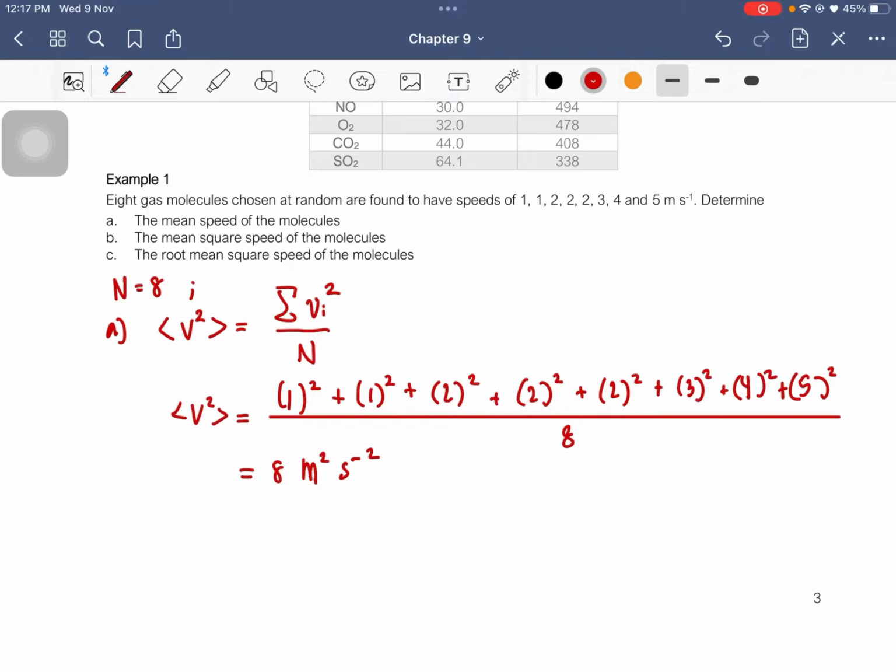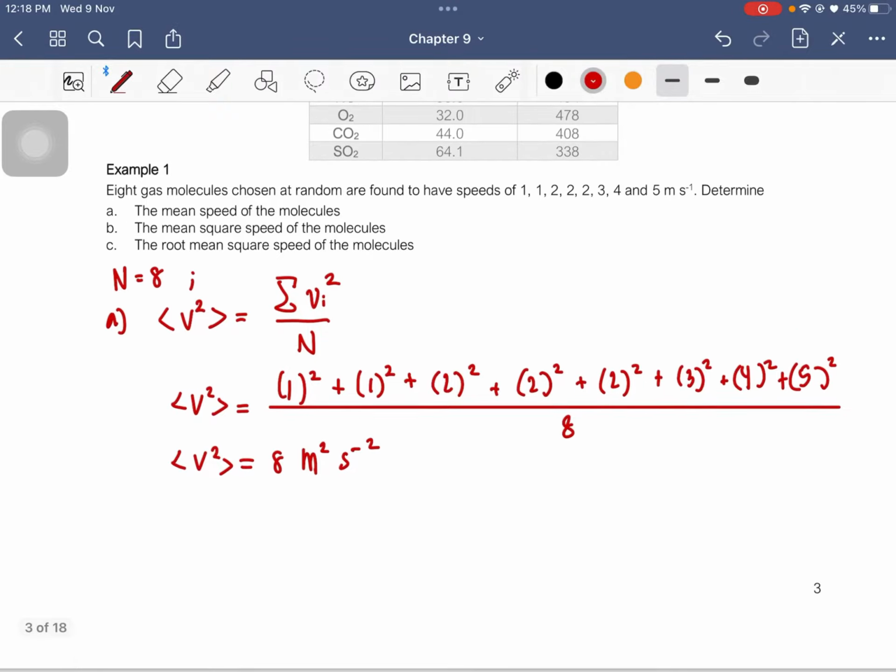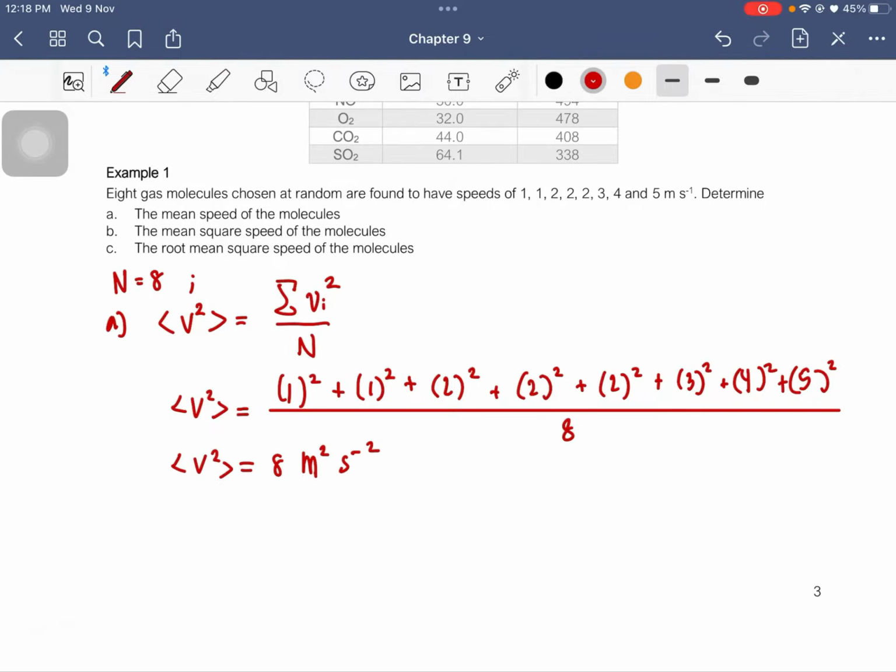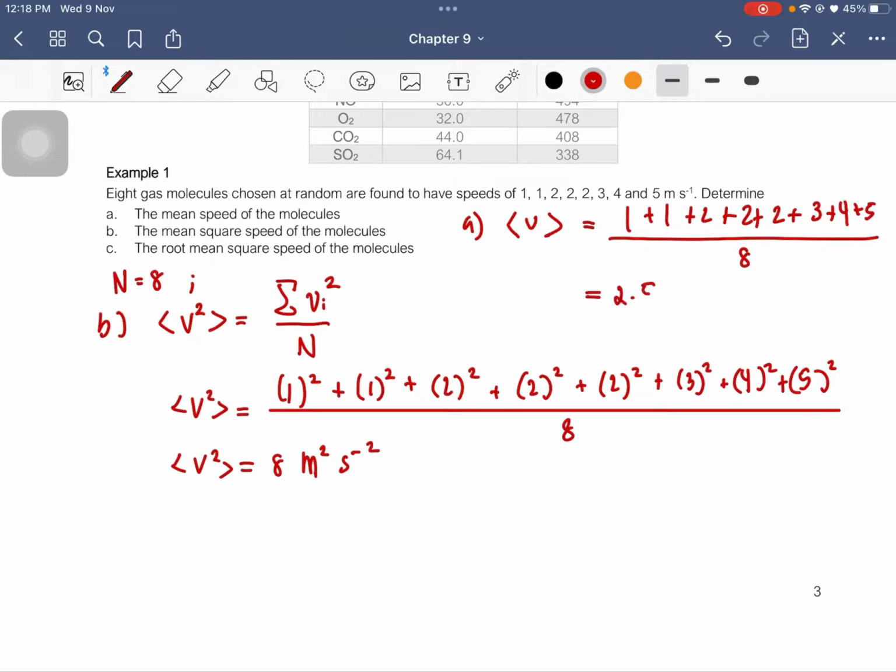Okay, so this looks something like your experiment the other day, your gradient. Next, we have to calculate the mean speed. Oh, this is B. So for the mean speed, that is just their mean. So 1 plus 1 plus 2 plus 2 plus 2 plus 3 plus 4 plus 5. Then you divide by 8. So this is the mean, the average of the speed. So that is just 2.5 meters per second.